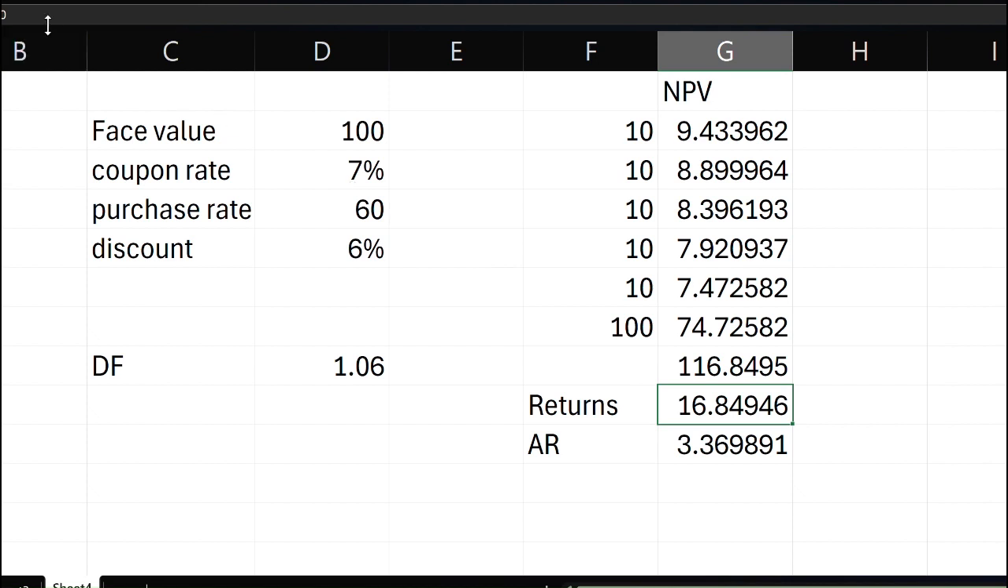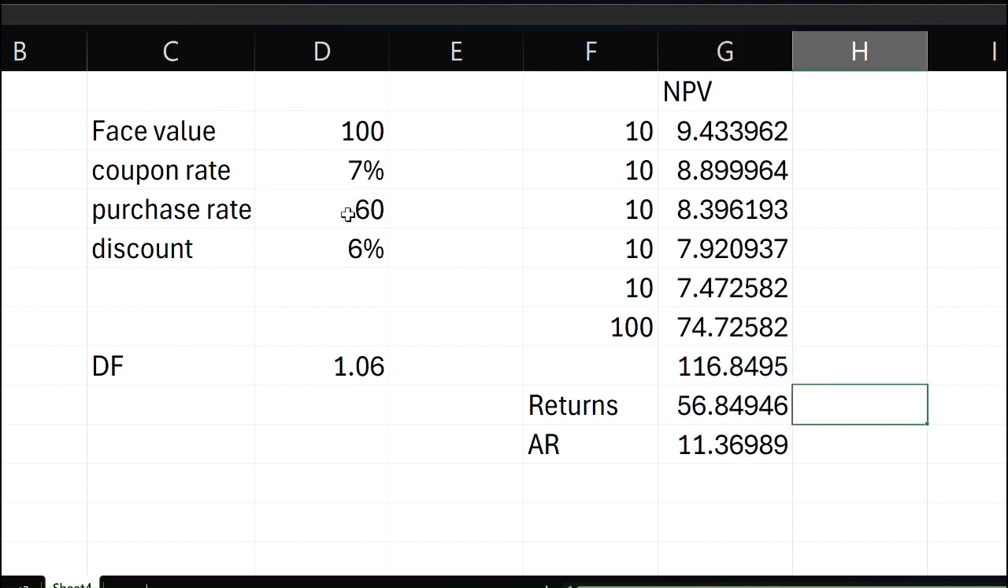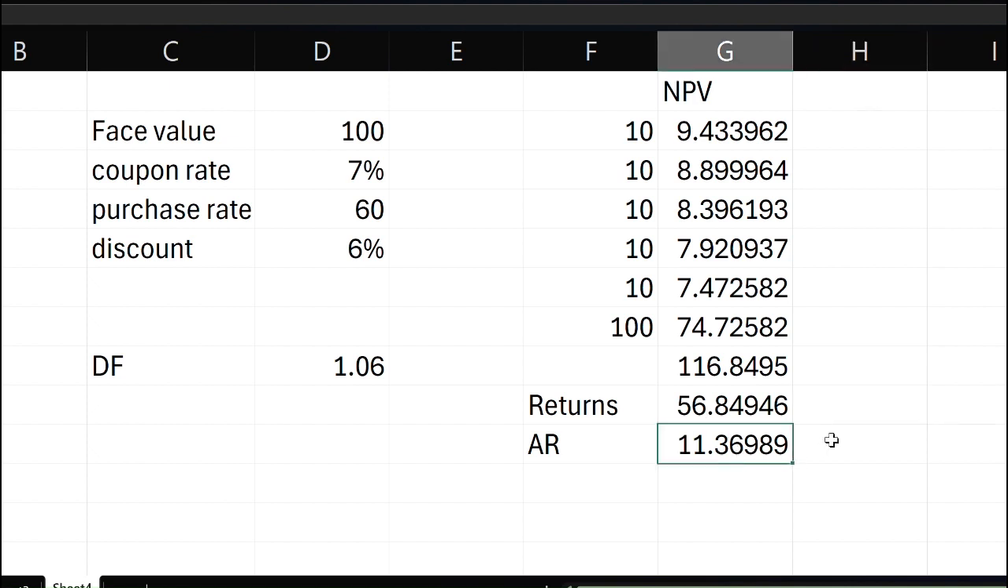This G8 minus 60, or rather this one. So if I put this, see, he got a return of 56.84 percent, whereas the annual return is 11.36 percent. Just compare 3 percent with 11 percent. This is how you need to take any kind of decision.